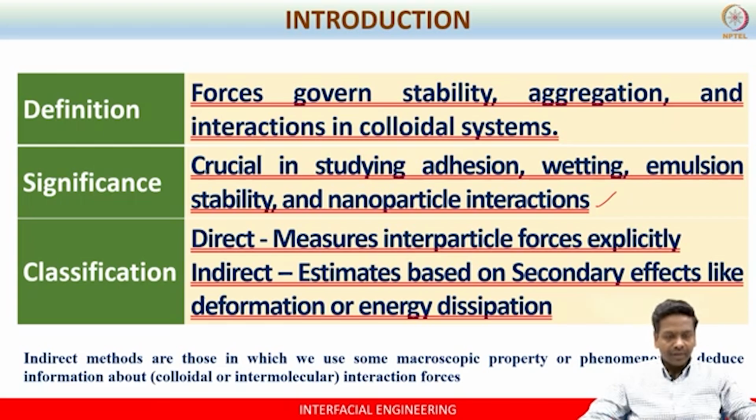The methods can be classified into two. One is the direct method. This uses some sort of a probe. It is an in situ method. So it uses some sort of probe to measure the forces between the surfaces as a function of several factors. One of the factors could be the distance between the probe and the surfaces.